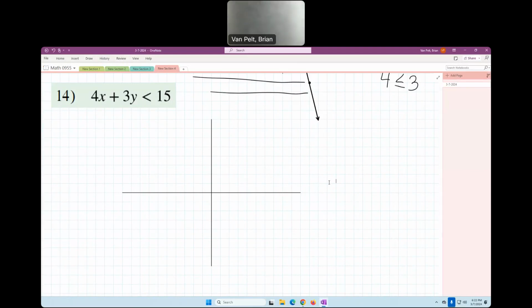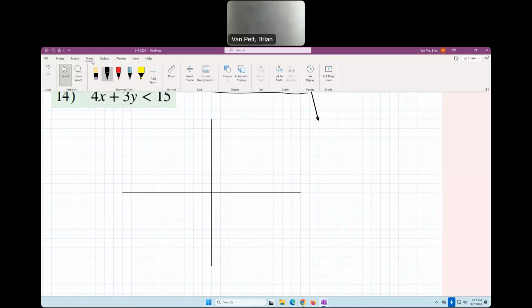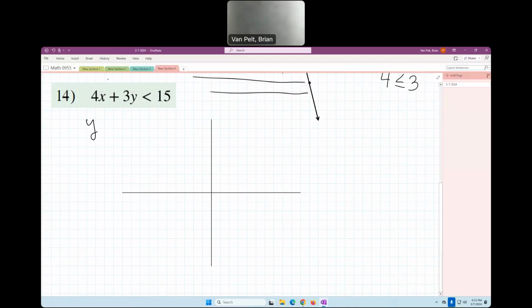I subtracted 4x from both sides. Let me check this first. You should have gotten y less than negative 4/3 x plus 5. We don't have that. You subtracted 4x, right? Why are you subtracting a different thing from that side? That's also 4x.